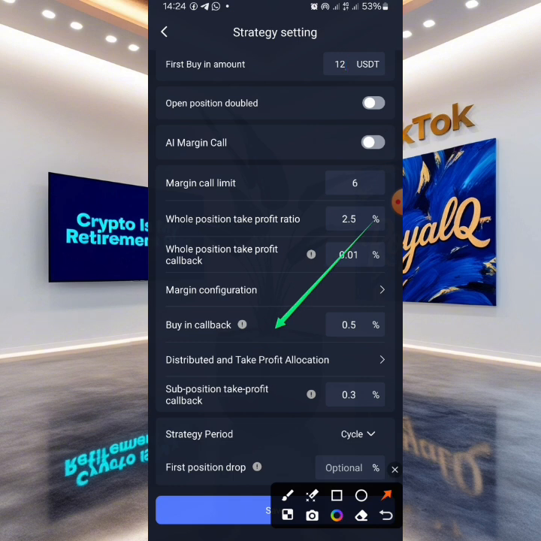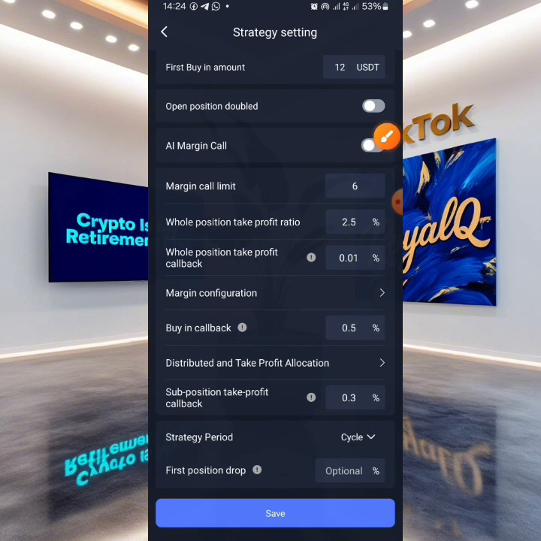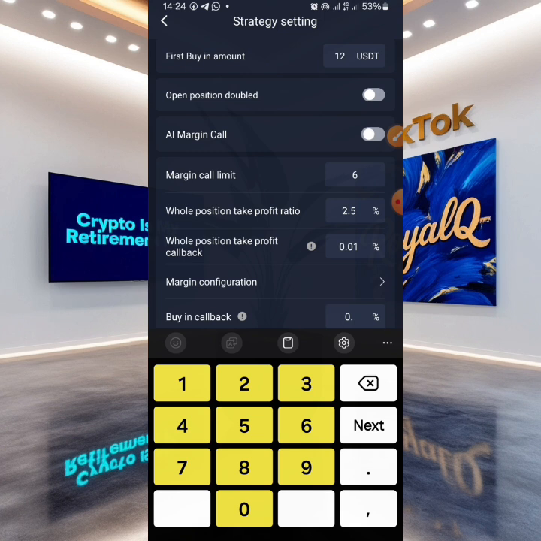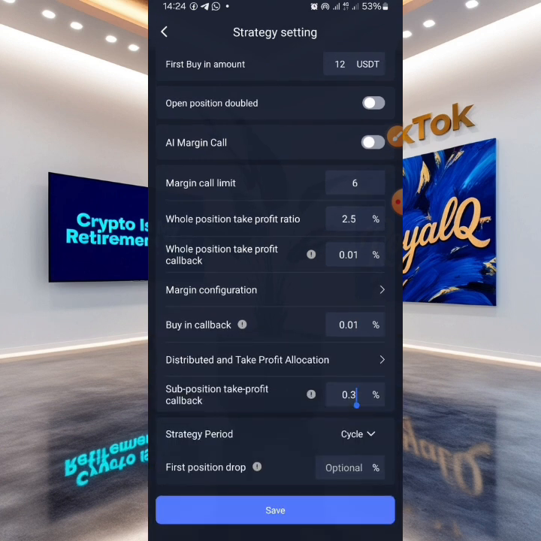The buy in callback works in the same way as the whole position take profit callback, as I explained. The sub position take profit callback, they all work in the same way. So I won't go into details of that because I explained in the first instance. I'll put a 0.01, then this will be 0.1.